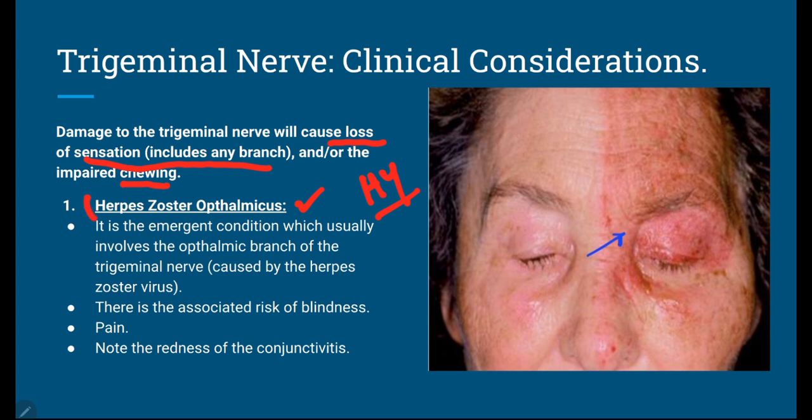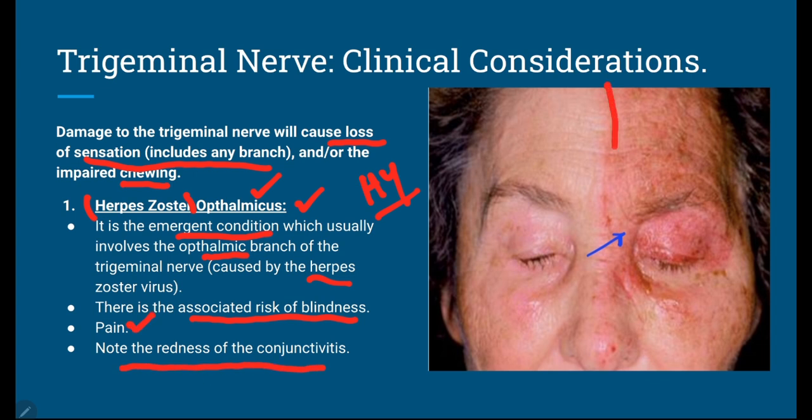As the name suggests, herpes zoster is the herpes zoster virus, and ophthalmicus means the ophthalmic branch of the trigeminal nerve is involved. So it is an emergent condition which usually involves the ophthalmic branch of the trigeminal nerve caused by the herpes zoster virus. And why is it emergent? Because there is an associated risk of blindness, and there is pain, and note the redness of the conjunctivitis.